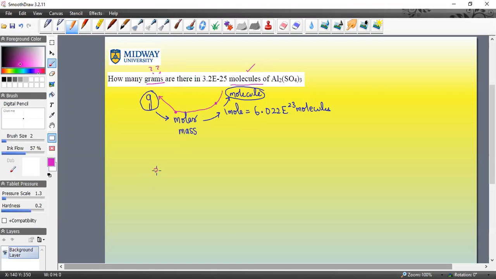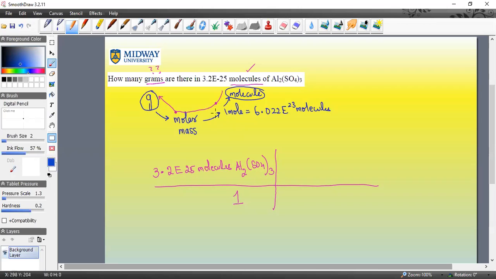So write 3.2 e to the hyphen 25 molecules. It's not negative, it's just an e hyphen. I'm probably not even going to use it in the remainder of the videos because you might think it's negative. It's just a hyphen, of molecules of Al2(SO4)3. That's pretty long, but you have to write all the information possible. And as always, put 1 on the bottom because there's nothing to go with.